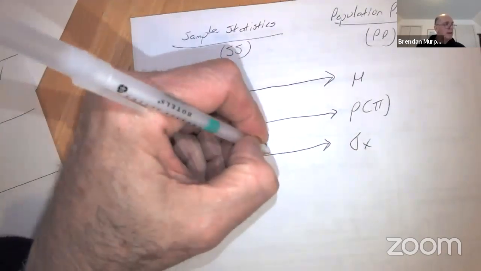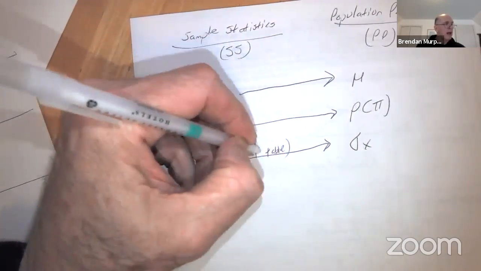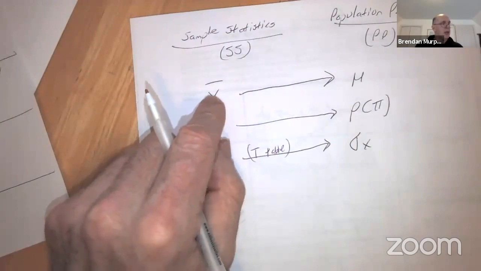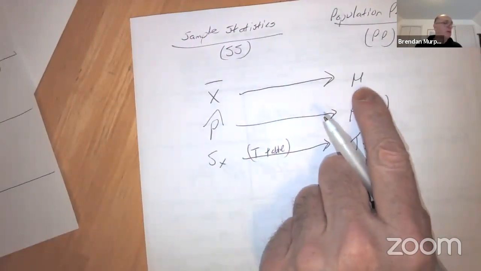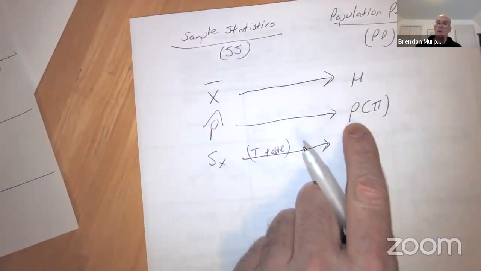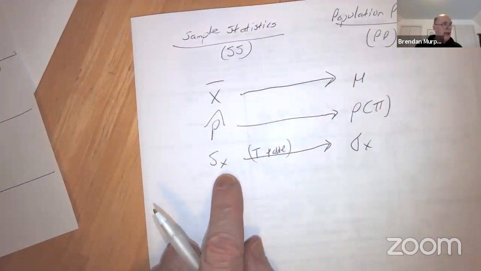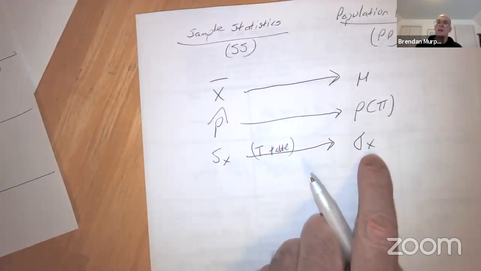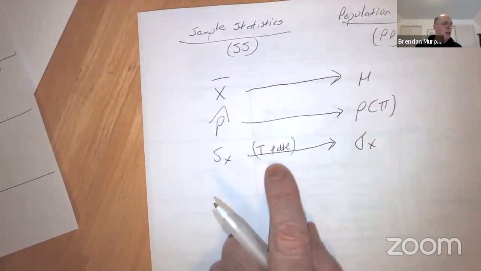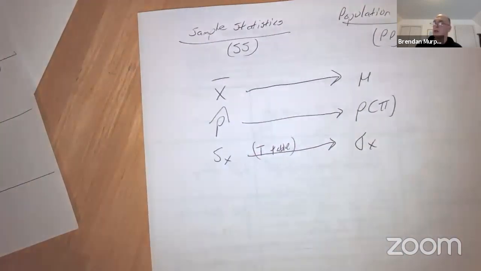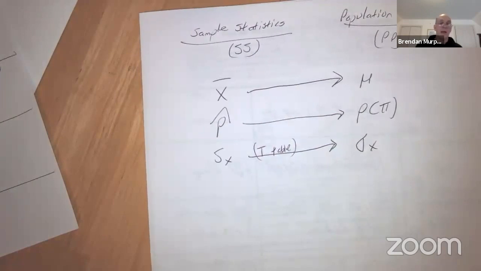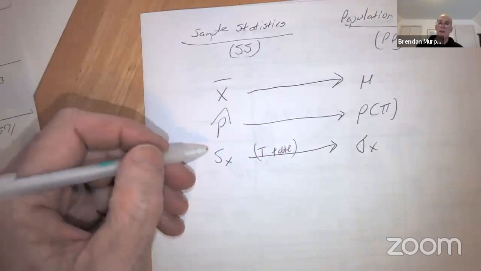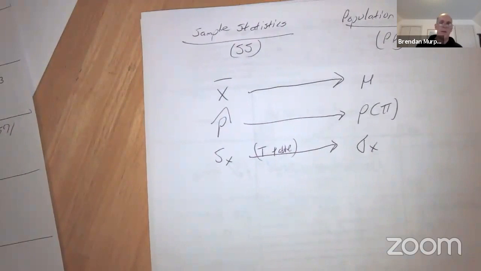And this kind of ties into what we call a t-table here. X bar is a pretty good unbiased estimator for mu. P hat is a pretty good unbiased estimator for P or pi. Sx is less of a good unbiased estimator for sigma x, and we need to compensate for that, and that's one of the reasons we use a t-table. As my sample size gets bigger and bigger and bigger, all of these sample statistics become better and better forecasters or estimators for my population parameters.